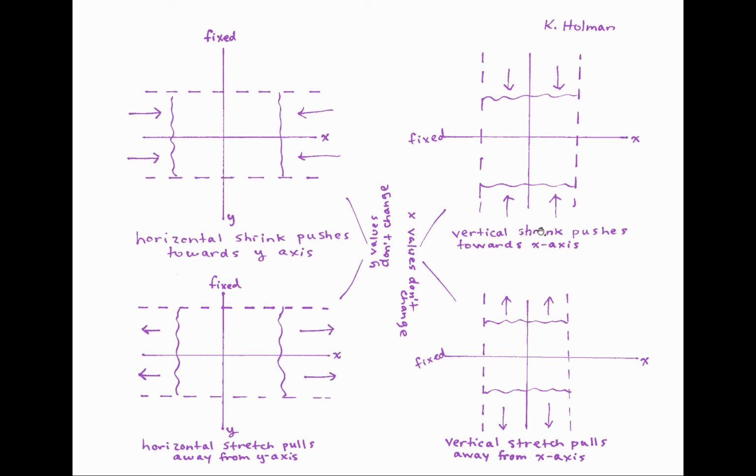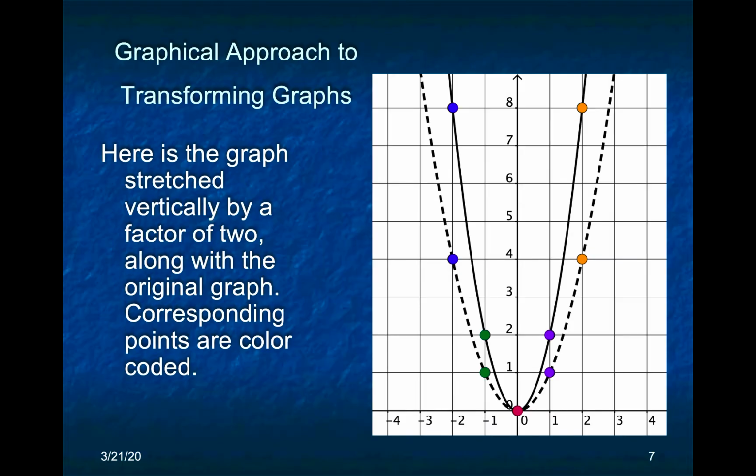If you have a vertical shrink or vertical stretch, in this case the x-axis will remain fixed and the x values don't change. So for a vertical shrink, your graph gets pushed towards the x-axis. When we stretch vertically, the x-axis is fixed and the graph is being pulled away from the x-axis. In this case, we were stretching by a factor of 2. So the y value of every point got multiplied by 2. Notice that the x values do not change if it is a vertical stretch. The y values get multiplied.